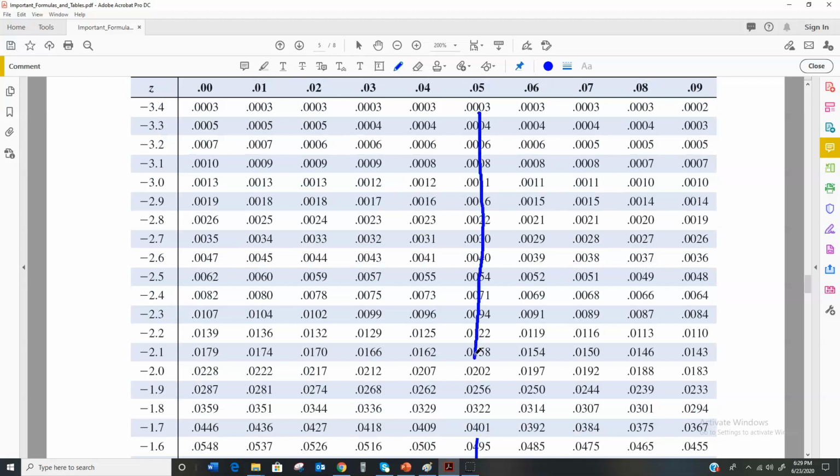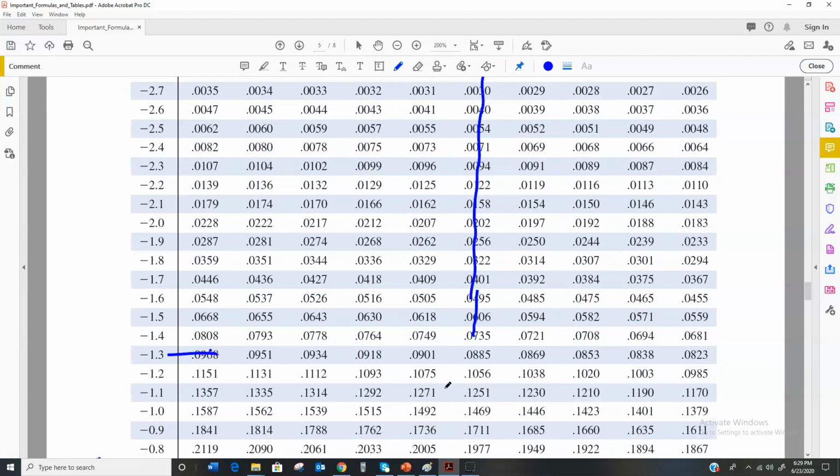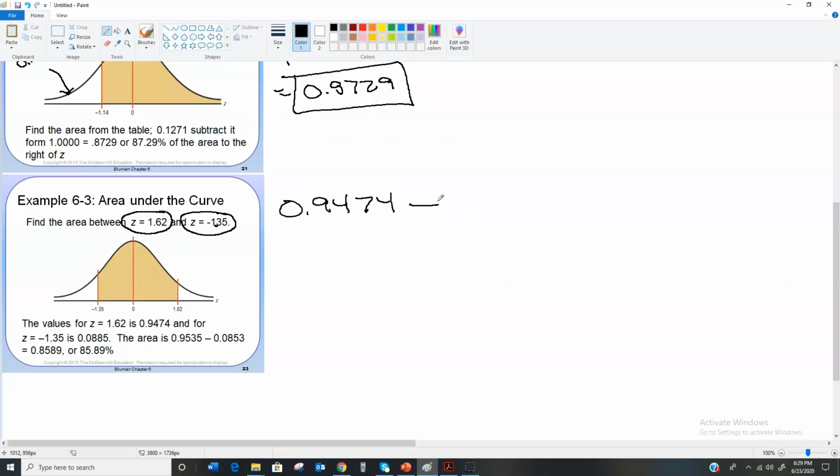So I'm going to go from the 0.05, come down, and then the 0.13, and they meet at 0.0885. So that's our other number, 0.0885. And then this first number is from here downward. So to get the gold part, I take all of this and subtract out the part I don't want. And if I do that, I get 0.8589, or about 85.89%.